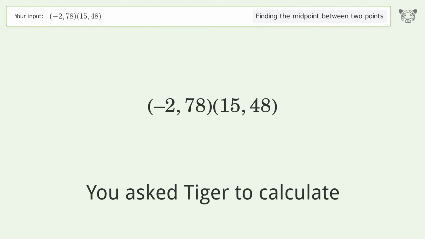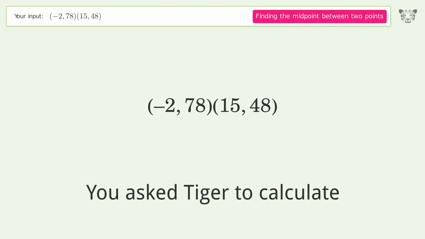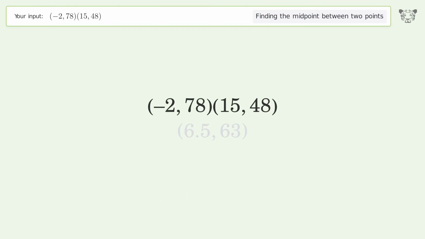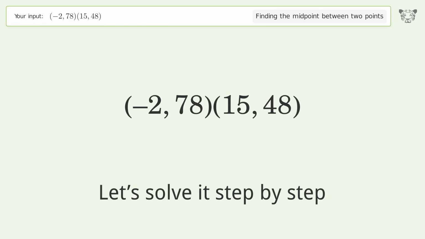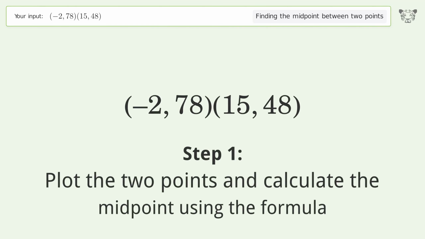You ask Tiger to calculate. This deals with finding the midpoint between 2 points. The midpoint between the 2 points is 6.5, 63. Let's solve it step by step. Plot the 2 points and calculate the midpoint using the formula.